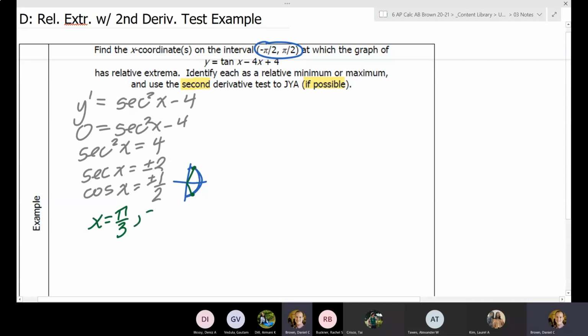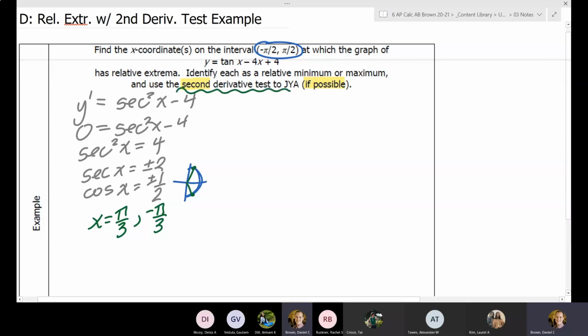What answer is within that interval? Negative pi over 3. So those are the two values that we get of where we have horizontal tangents on this particular graph within that interval. Questions on how I found those x values? All right. So then it tells us that we're using the second derivative test to justify my answer.